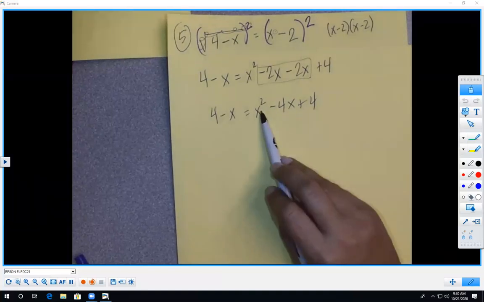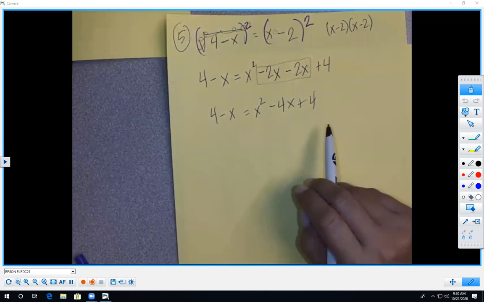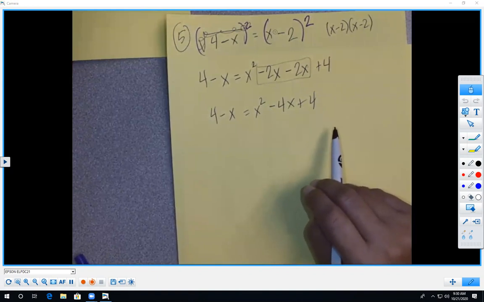I have a squared. What do you do with squareds? Or what's a squared equation called? A quadratic, a polynomial, yeah. But specifically, it's a quadratic equation, right? How do I solve quadratics?